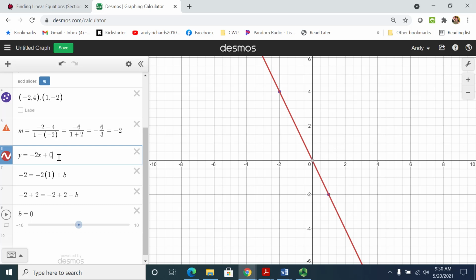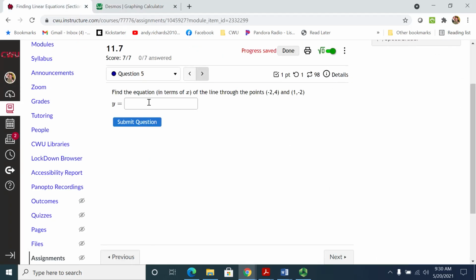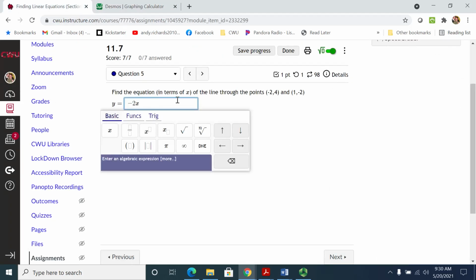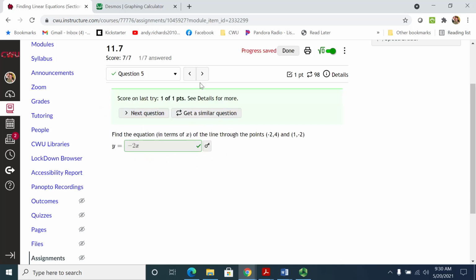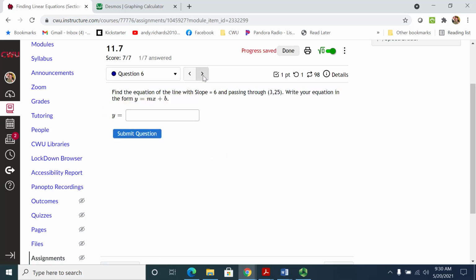And another way we could write this, right, since it's negative 2x plus 0, is simply y equals negative 2x. That's totally fine. Okay? So we can see that that's how that's going to be used in there. So there's our first bit.